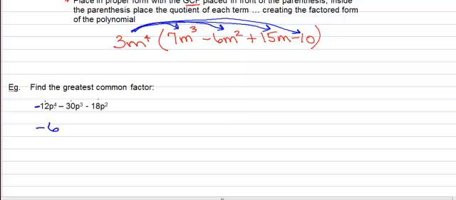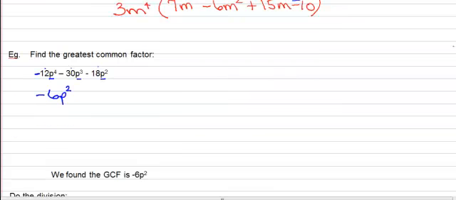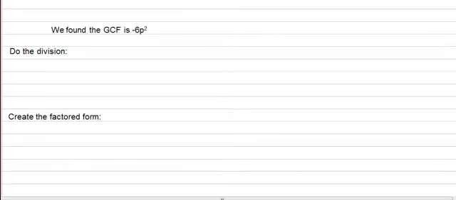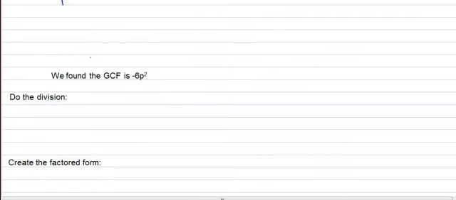Now I look at the variable and I see that I've got the same variable. So I choose the smallest exponent. And there's my GCF quite quickly. So we see that our GCF is negative 6p squared. So the next thing that we have to do is do the division. So we do the division. We take our original polynomial, and we divide it by our GCF.